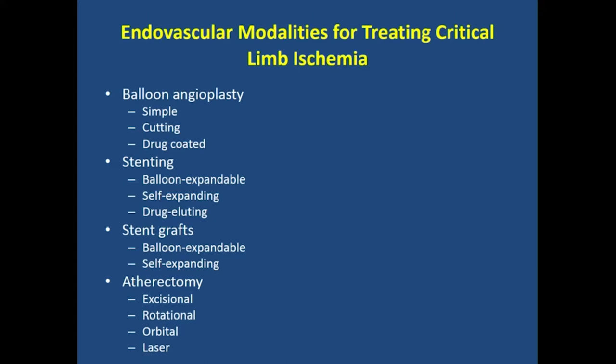Balloon angioplasty can be a simple balloon, can be a cutting balloon where the calcium is scored to help initiate the cleavage planes, or you can use a drug-coated balloon, which we're going to talk about. Stenting, we have balloon expandable stents as well as self-expanding stents. We also have stents that elute medications to decrease restenosis. We have covered stents, both the balloon expandable and self-expanding, and there's an option of removing plaque with atherectomy, which can be either cutting or with laser techniques. We'll discuss each of these a bit.